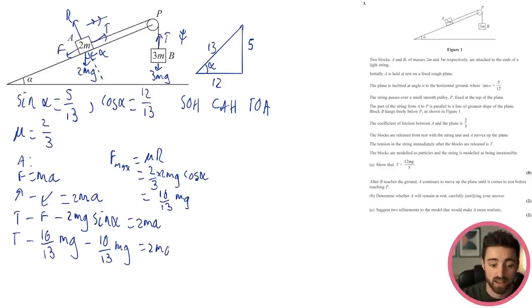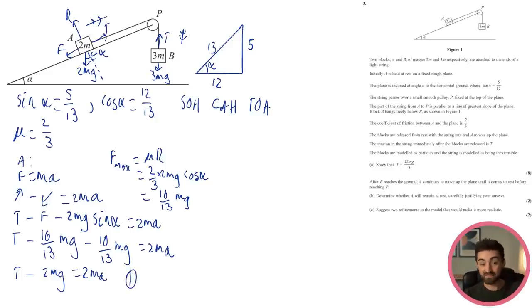So it equals 2ma. Let's have one more bit of cleaning up because these are both mg terms, which is nice. So T minus... You're allowed to do this in your calculator. I'm just noticing that they've got the same denominator, so it's actually quite easy to add and take away, isn't it? Minus 16 minus 10, lots of 1 over 13. So that's going to be minus 26 over 13. Oh, wait, that's just 2, isn't it? So T minus 2mg equals 2ma. Woo! Let's call that equation 1. It's a nice equation, right?